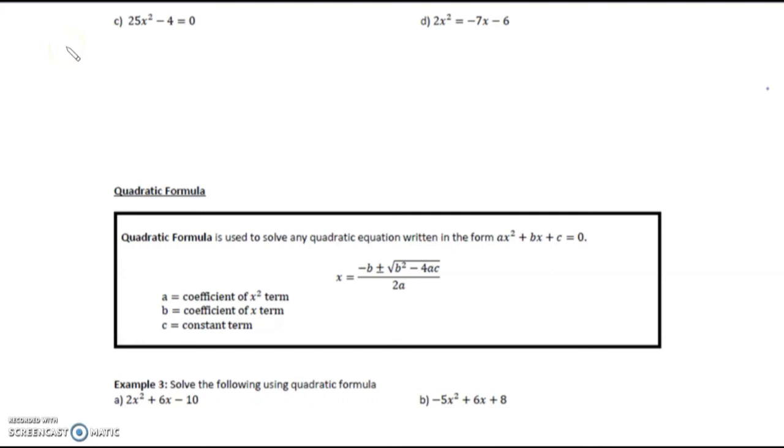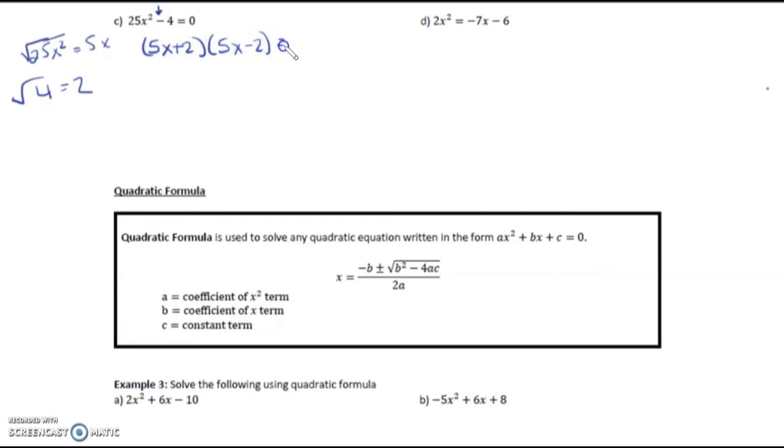Okay, so for C, we can see that this is a difference of squares. We can square the first term and we can square the second term, and there's also a negative sign between them. So, what is the root of 25x squared? Well, it's 5x. And what is the root of 4? Well, it's 2.